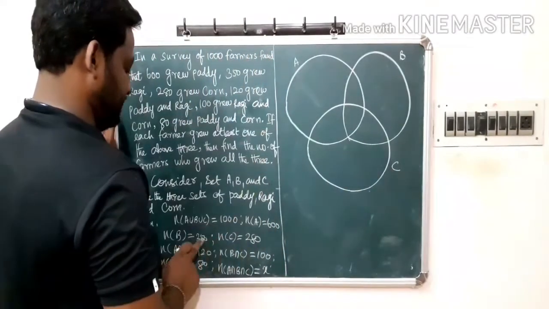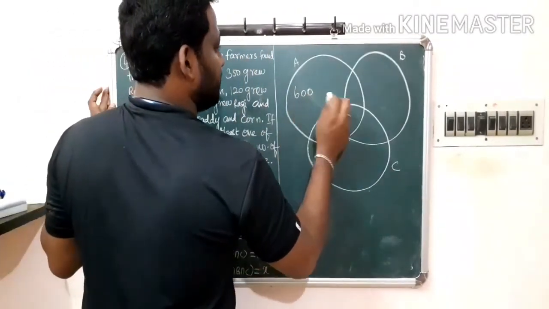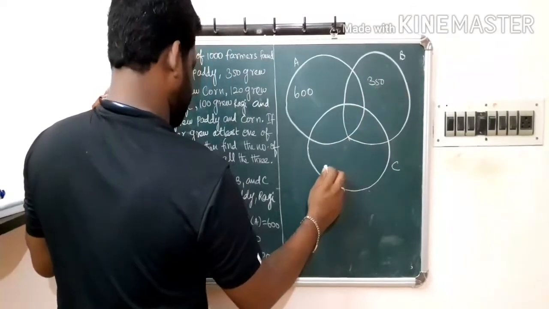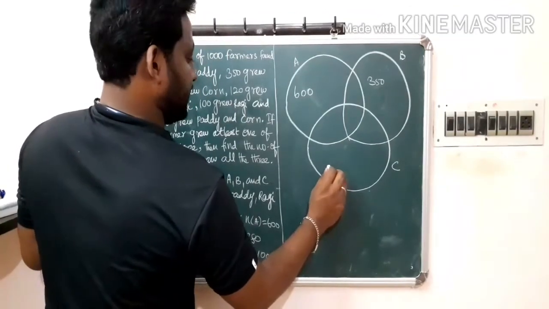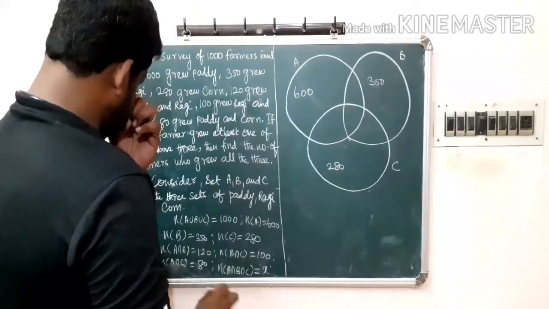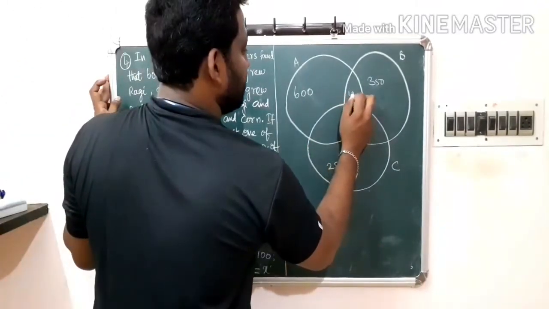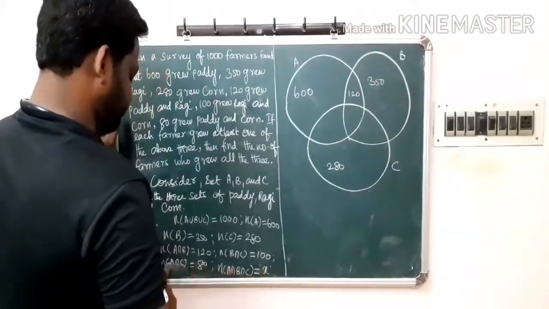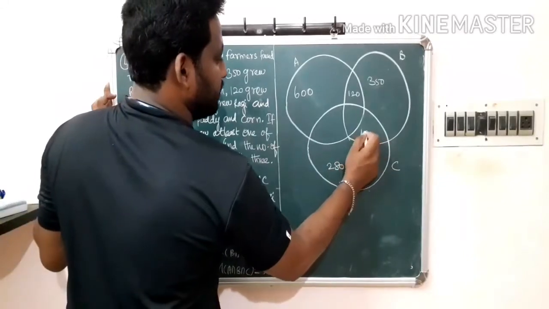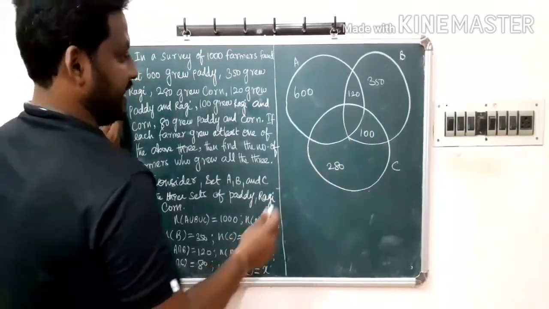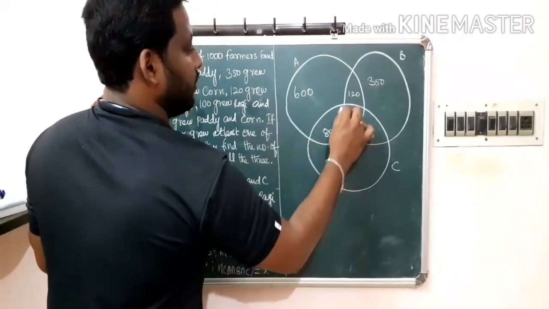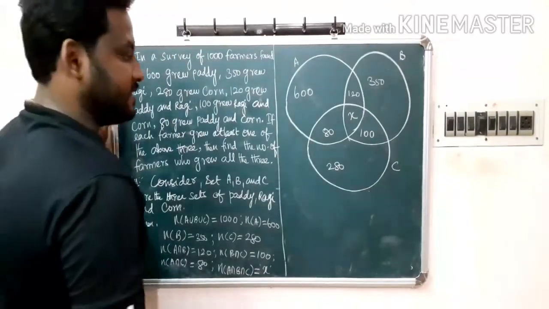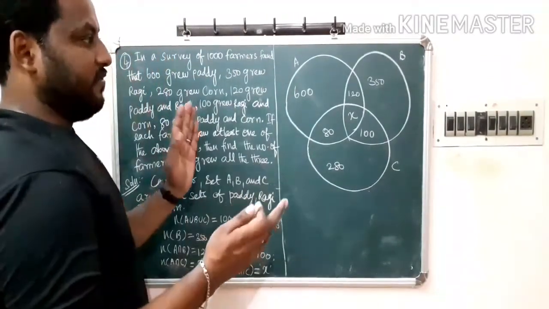So n of A is 600, n of B is 350 and n of C is 280, and n of A intersection B is 120. So this whole part is 120, and B intersection C is 100 and A intersection C is 80. All the three types is what we are going to find out, which should be taken as x.